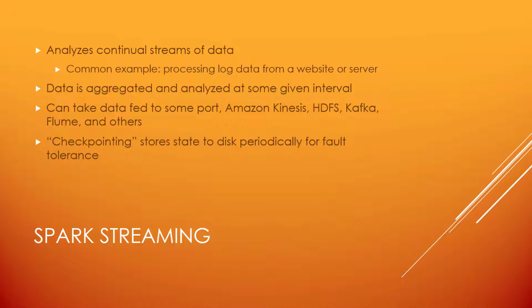That data doesn't have to come from a raw file. It can come from some port that's receiving TCP data. It can come from Amazon's Kinesis service. It can come from an HDFS or some distributed file system. It can come from Kafka. It can come from Flume and all sorts of other data sources too. So Spark streaming can integrate with a bunch of different systems, not just text files, and analyze that data as it comes in.